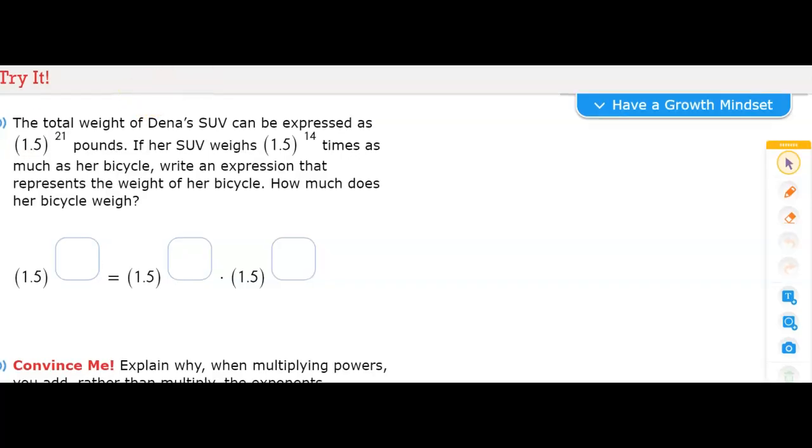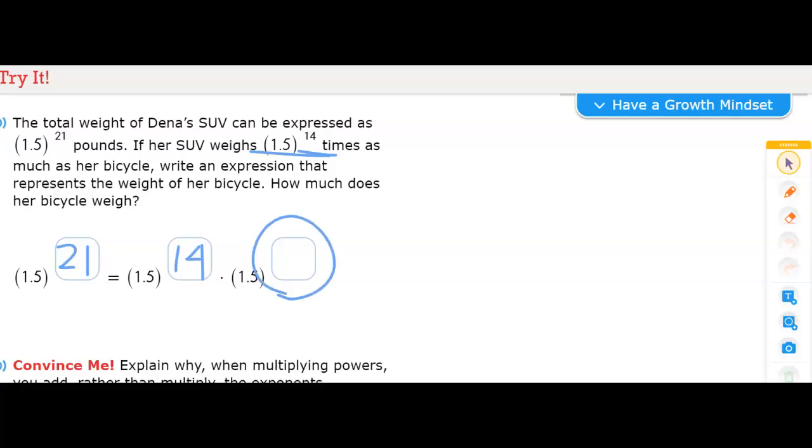Okay, so we're going to evaluate this to find out how much her bicycle weighs. So it says, if her SUV weighs 1 5/10 to the 14th power times as much as her bicycle, write an expression that represents the weight of that bicycle. So here is the equal. The total weight will be equal to 1 5/10 to the 21st power. But this is what I'm trying to find.